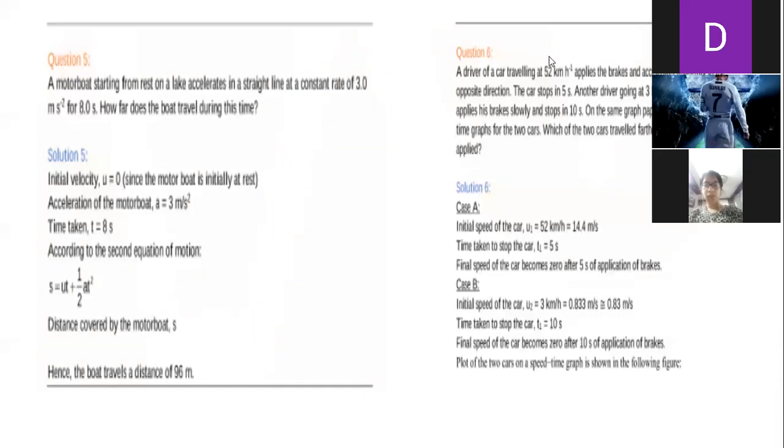So what you have to do now, you have to understand on the same graph. Here itself the question is demanding what they want. On the same graph paper, plot the speed versus time graph of the two cars. You have to plot it. Which of the two cars travel farther after the brakes were applied? So through the graph, you have to explain which car will travel farthest after applying the brakes.